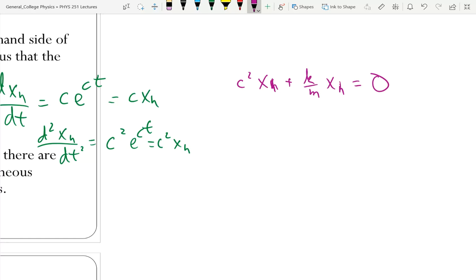Actually, I'm sorry. We want to solve it for c, not for x of h. Oh, well, c squared. Yeah, c squared and square root. So how would you solve it for c squared? You have to just subtract k over m, right? X of h, first of all.